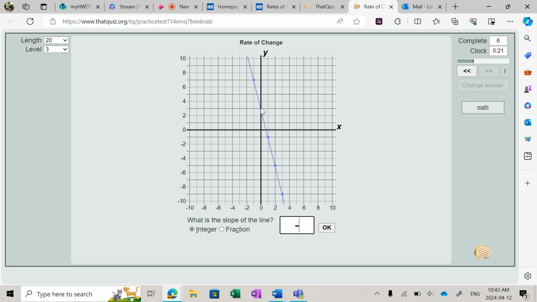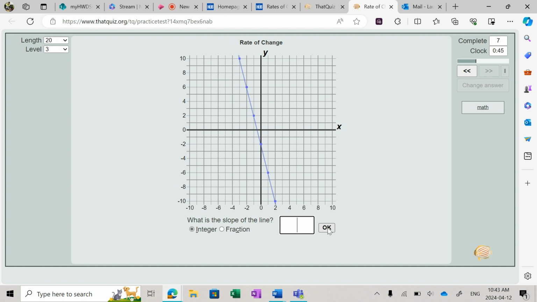And then I can see that I'm going to go 1, 2, 3, 4, down 4, because my scale is still going up by 1s, and so is my x-axis. So I'm going down 4 over 1. So I know my slope is going to be -4 because I'm going 4 over 1, and my line's going down to the right. So that's what makes it negative.